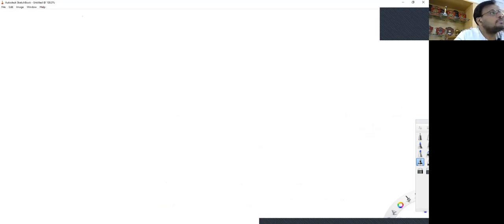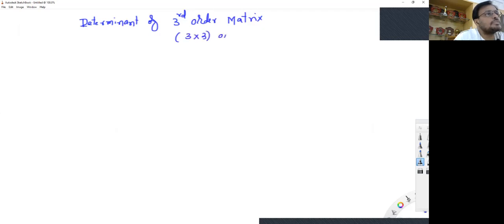Now it is time for us to go for the determinant of a third order matrix, or simply we can call it a 3 by 3 order matrix. So how to find the determinant of a third order matrix? Very, very important. If you are perfect in this, definitely we can learn determinants very fast.